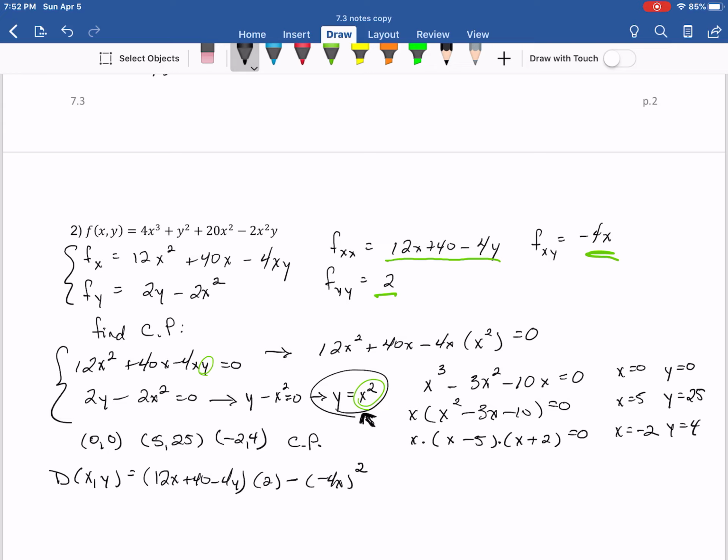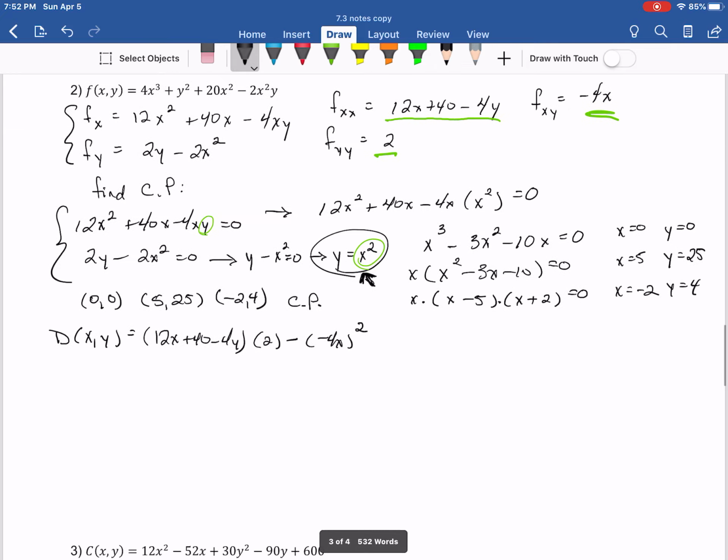And we'll simplify this a little bit. We end up getting, running out of space here. Here we go. I end up getting 24x plus 80 minus 8y minus 16x squared. All right, great. Next, I need to substitute the values of a critical point into that result for x and y. Let's start with (0, 0).